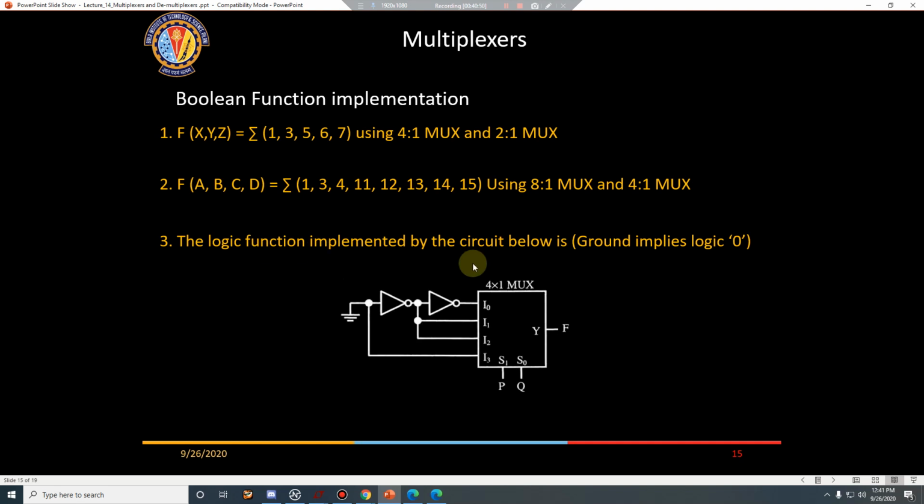Okay, there's one small question here. What is this particular circuit doing? Can you see and tell? What is f in terms of p and q? If I put 0 0, what will be the output? I0. Yeah, I0. It's an XOR gate, sir.